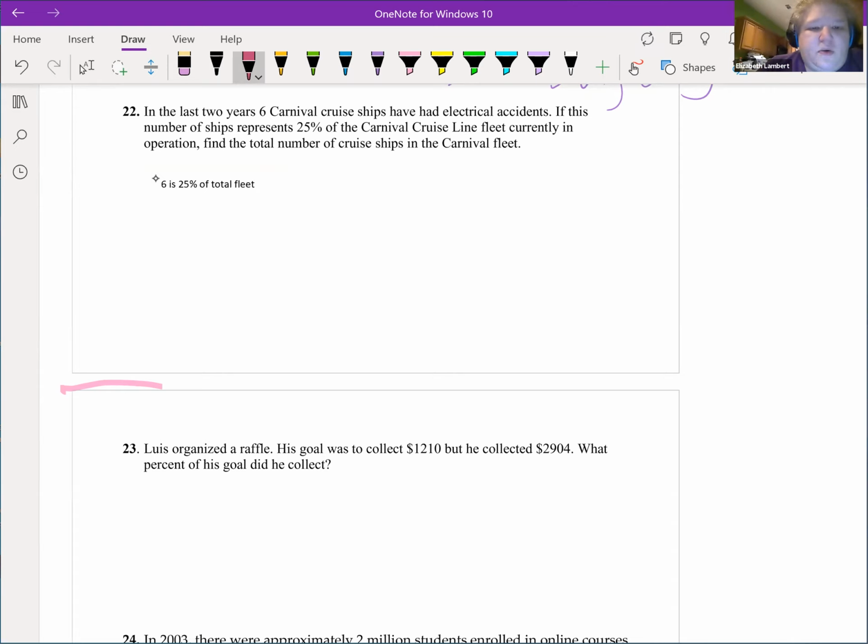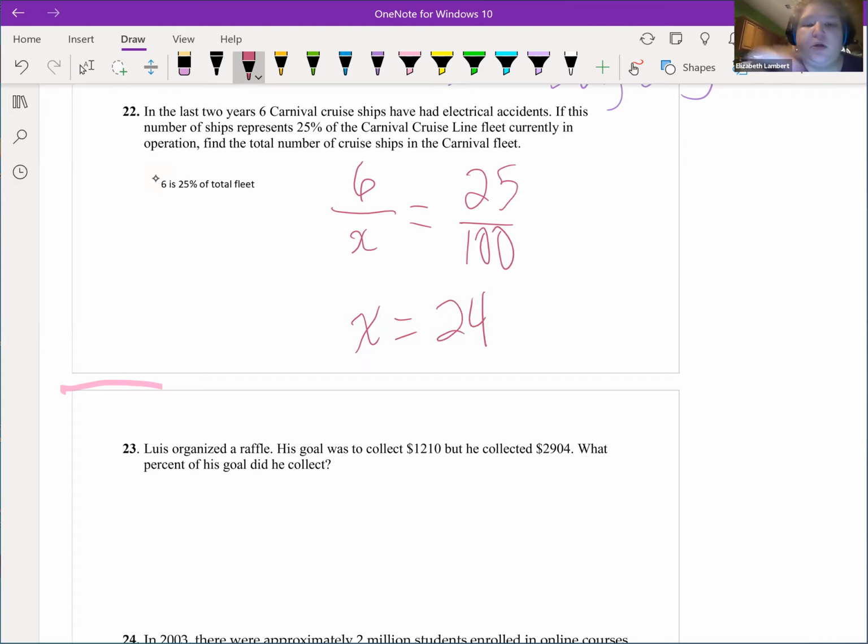All right, so is over of equals percent over 100. So 6 times 100 divided by 25. Better be 24. 6 times 100 divided by 25 is 24. So there are 24 ships in the fleet.